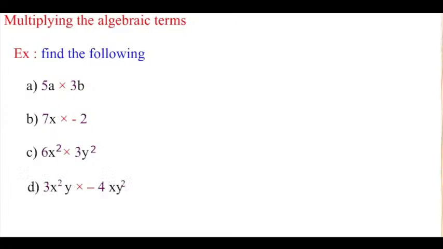Unit 2, Lesson 3. Multiplying the algebraic terms. Example. Find the following. A. 5a times 3b. B. 7x times negative 2. C. 6x squared times 3y squared. D. 3x squared y times negative 4xy squared.